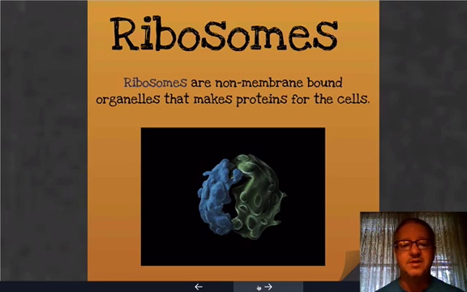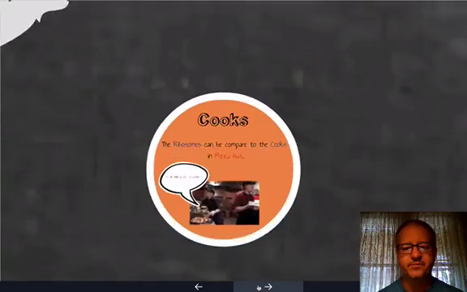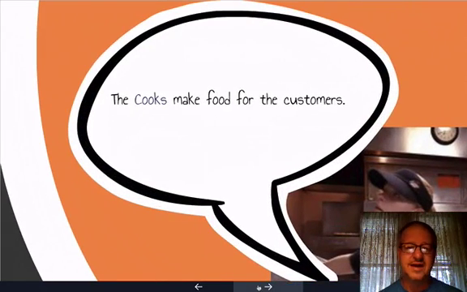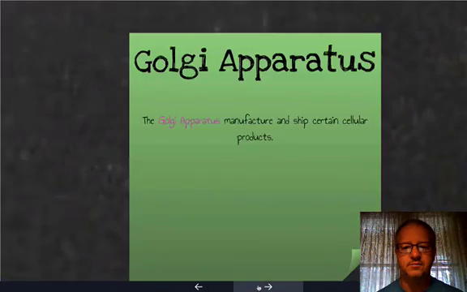So we also have ribosomes. These are also very important. We talked about them a lot last week. These are non-membrane bound organelles. They're kind of unique. And they are the ones that do the work of making proteins for the cells. And this is kind of like the cooks in the Pizza Hut because the cooks, they're going to make the food for the customers. So the ribosomes are going to make all kinds of different proteins for the cell.